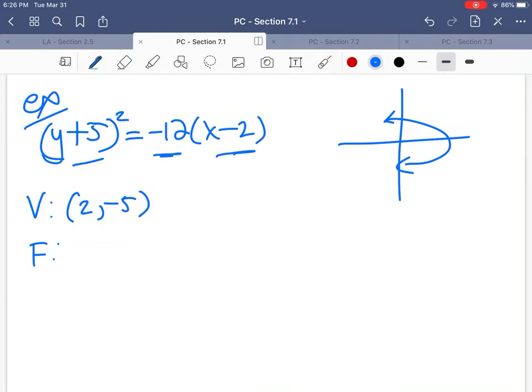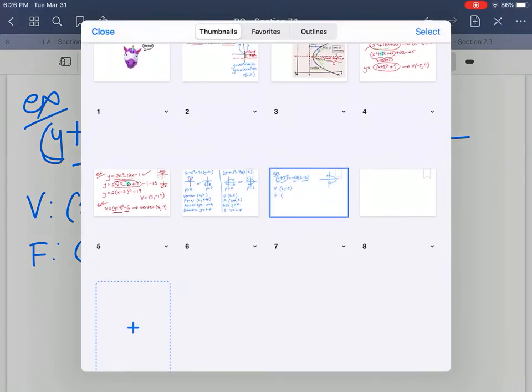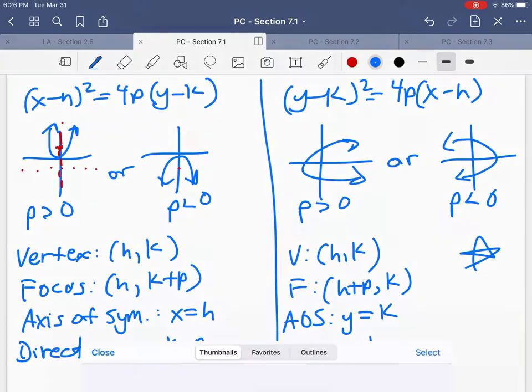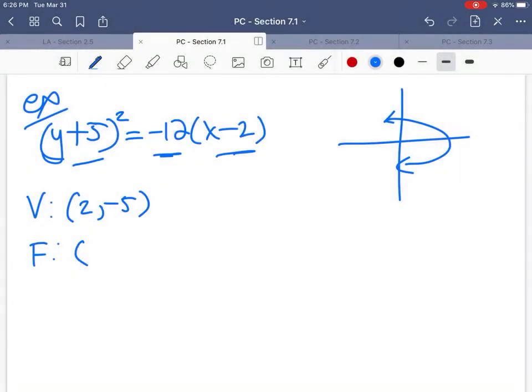Okay, so my focus is going to be, I'm going to go back and use this piece right here. My focus is going to be (h plus p, k). So first of all, let's find our p-value. My p-value has to do with this negative 12. So that means that 4p equals negative 12. That means p is negative 3.